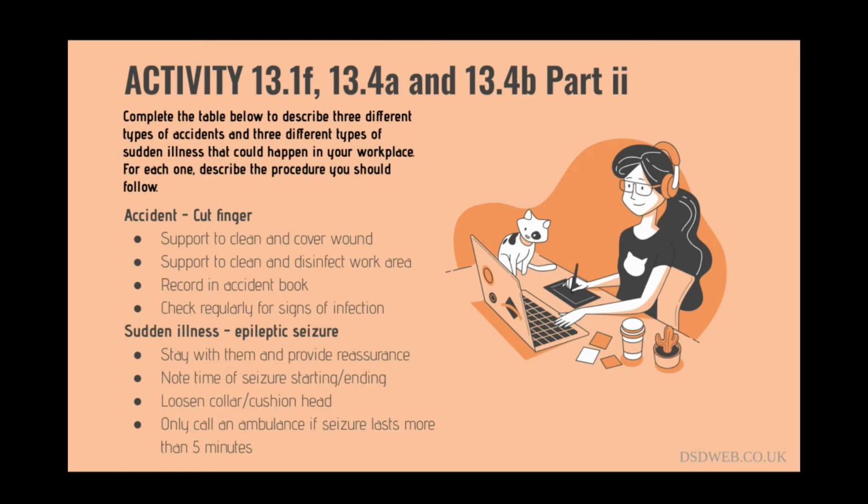For sudden illness, you may decide on choosing an individual that is having an epileptic seizure. You would follow the guidance in their care plan and stay with them to reassure them until the seizure ends. You may loosen their collar or cushion their head and only call for medical assistance if the seizure lasts for more than 5 minutes. You should also record when the seizure begins and ends. These 2 examples should help you to think of another 4 accidents and sudden illnesses that are specific to your own setting.